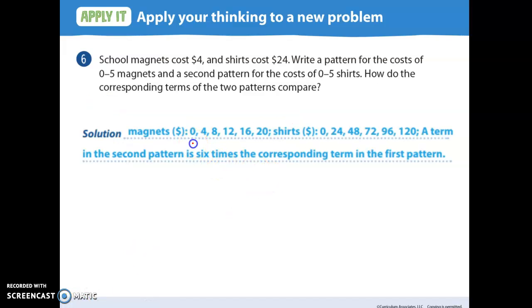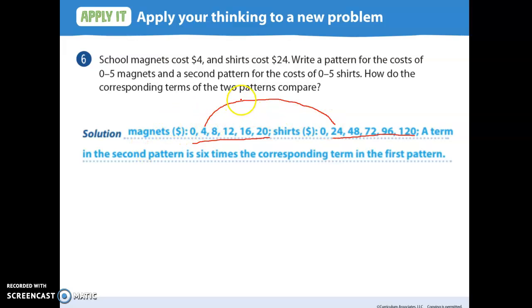Okay, so they did the list. So you can see here's the list for the magnets counting by 4s, and here's the list for the shirts counting by 24. And the question was asking, how do the corresponding terms in the second pattern compare? So this would be the first pattern, the 0. This is the second pattern. So we're comparing the second one to the second one. When you're looking at those two, how do they correspond?